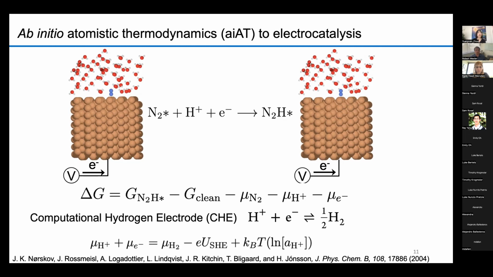One very simplified but widely used method is named the computational hydrogen electrode, which was introduced by Jens Nørskov and Ye Rossmeisl. In this approach, the reservoir of hydrogen and the reservoir of the protons and electrons is equal to the standard hydrogen electrode.